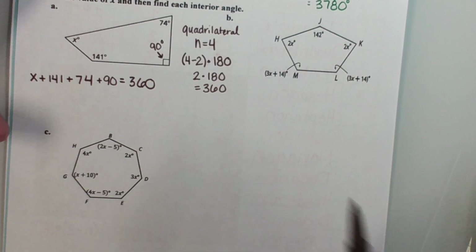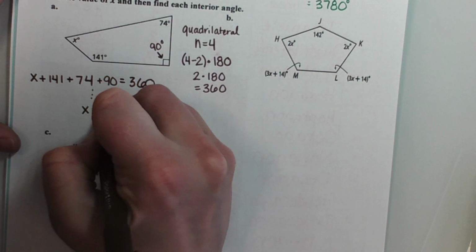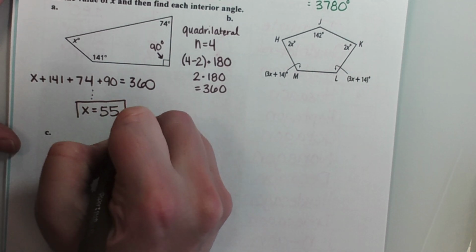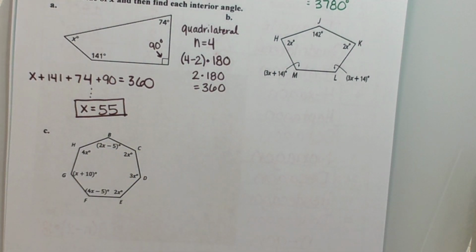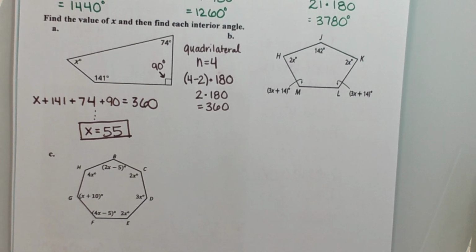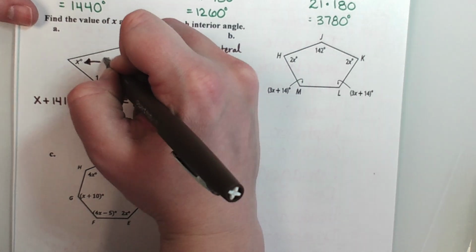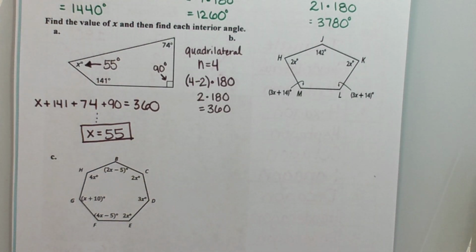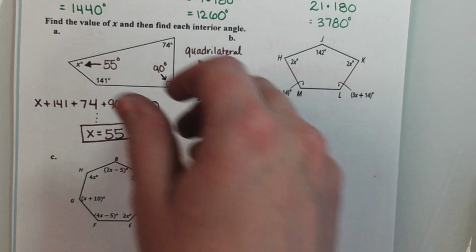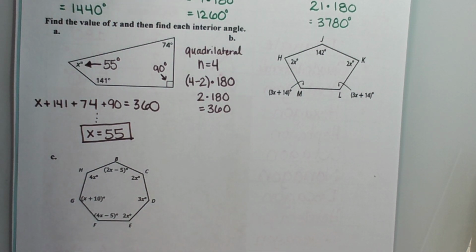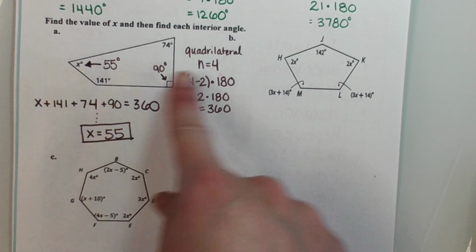Y'all trust my solving skills? X is 55. Is that what the question asks me to solve? Read the instructions, find the value of X, and then find each interior angle. Now this one's really easy. What's that interior angle? That's the only one we were missing. 55. But make sure you're plugging back in. And make sure you're telling me which angle's which, if it's not obvious. This one didn't have names for them, the other ones will.